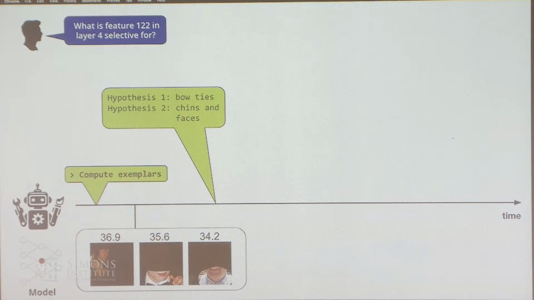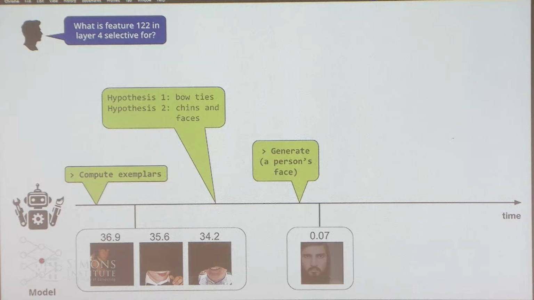There are multiple different explanations for what we could be seeing. Maybe the unit's selective for bow ties. There's some kind of neckwear in all of those pictures, or maybe it's just chins and faces and it's chance that there's neckwear in all of these images. So then the agent might design a follow-up experiment to specifically test each of these hypotheses. So we could generate a person's face, pass that through the model, and return the neuron's activation value. Not very active. None of the regions are highlighted.